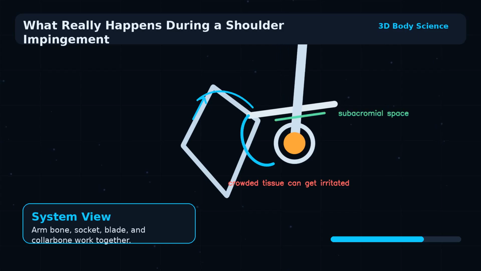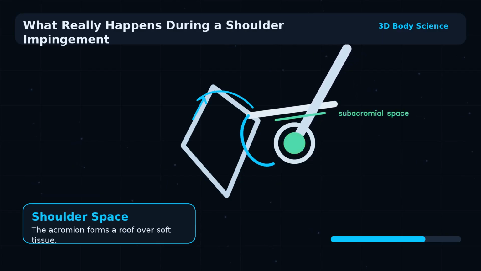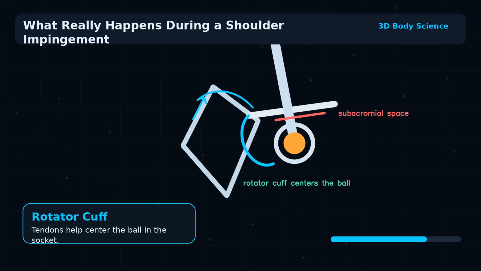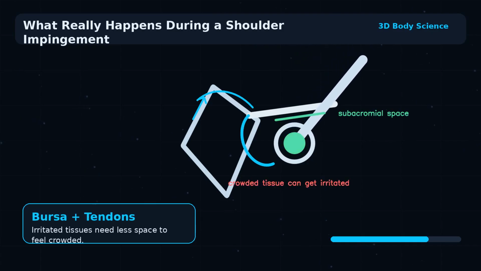The shoulder's magic is that it trades stability for mobility, then uses muscles and timing to win some of that stability back. Impingement is what can happen when that delicate moving space becomes too crowded. Understanding the mechanics does not replace medical evaluation, but it can make the shoulder feel less mysterious.